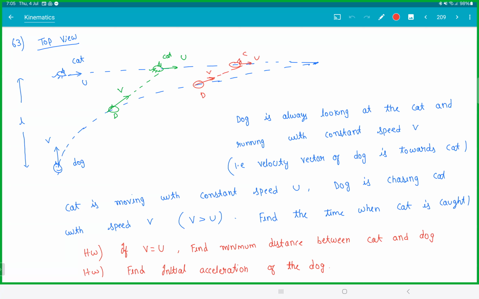Let's see. Now, again, whatever steps we did last time, we will follow the same steps, except for a few differences.